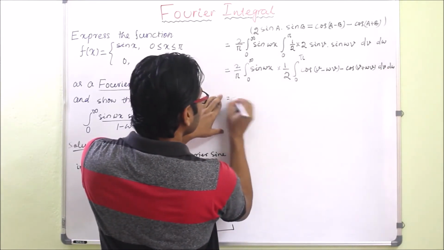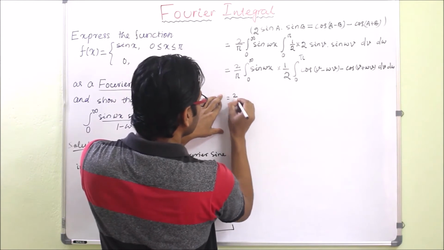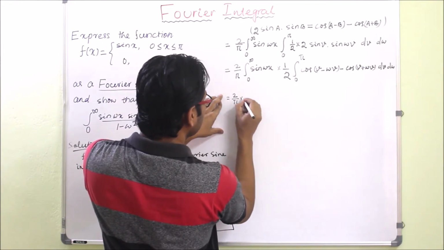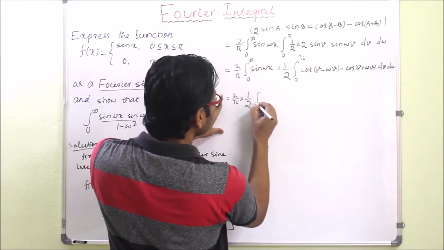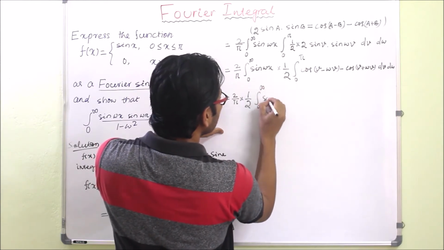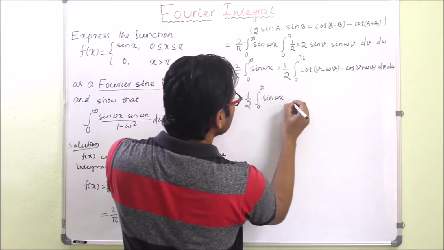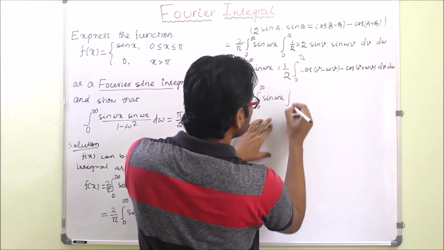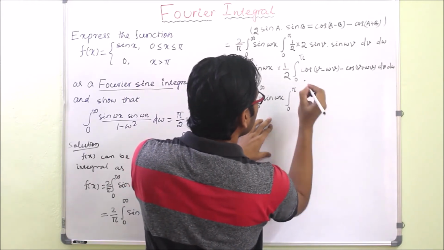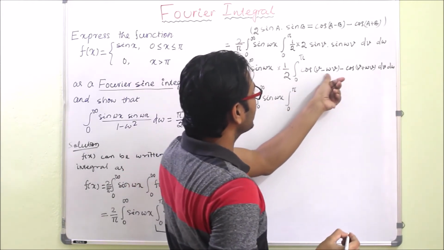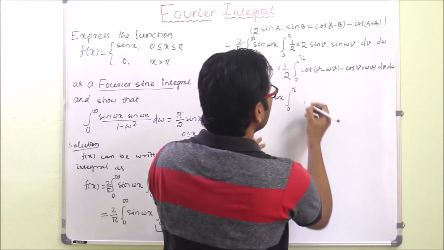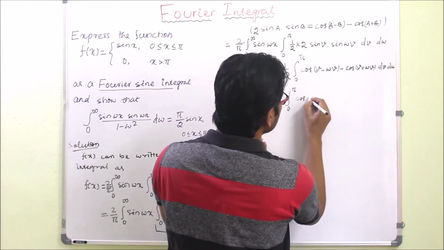Now this 1 by 2 we will take outside, so it will be 2 by pi into 1 by 2, integral 0 to infinity sin wx. Then again integration 0 to pi, this cos of v minus wv, so it will be cos what?